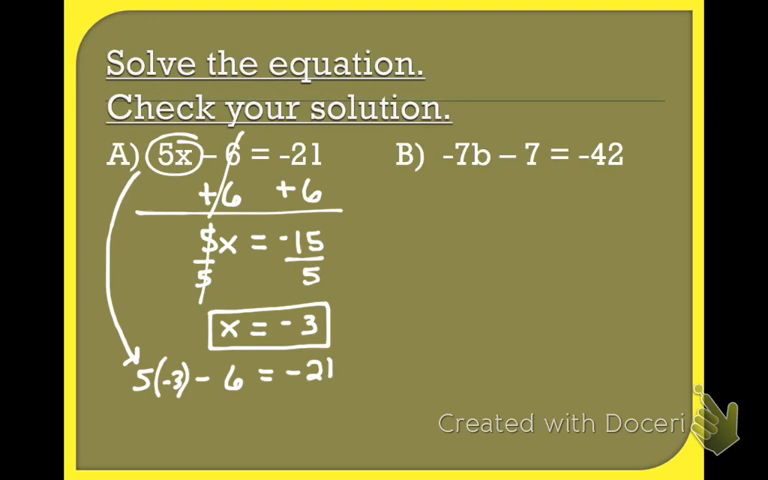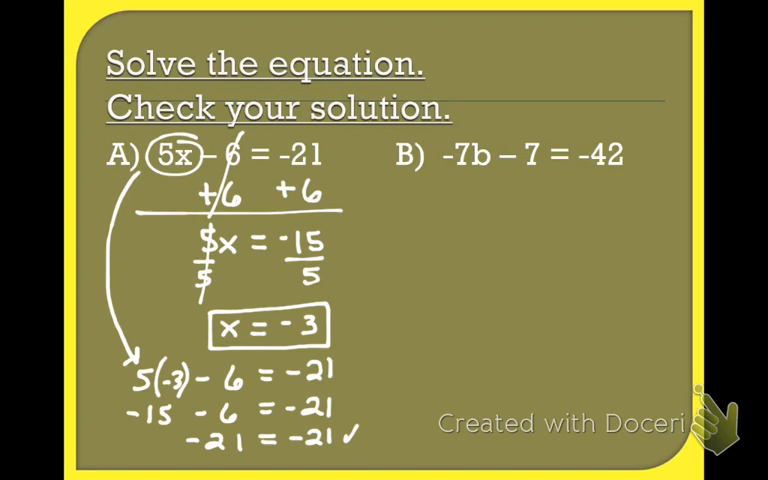So we know 5 times negative 3 is negative 15 minus 6. And then when I work that out, same sign, add the numbers and keep the sign. Negative 15 minus 6 equals negative 21. And that does equal each other. So it checked out.